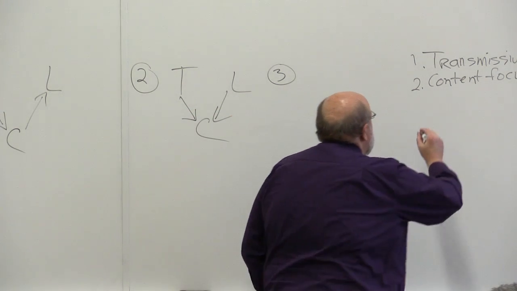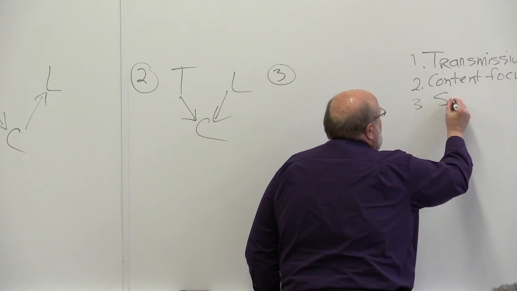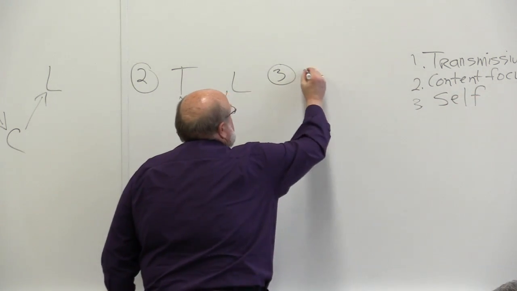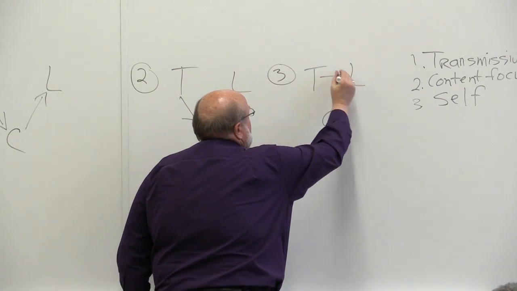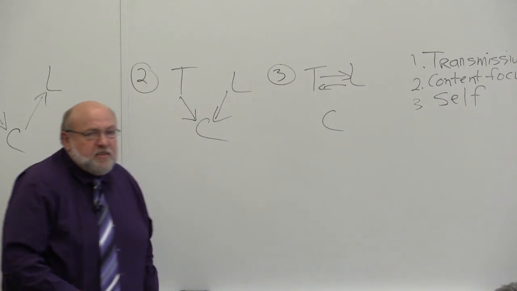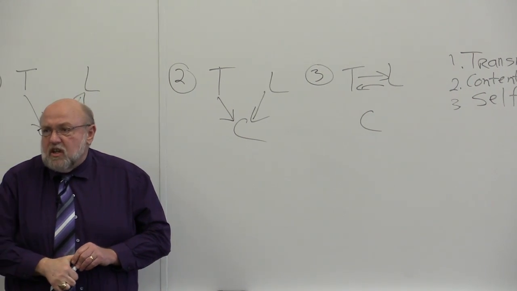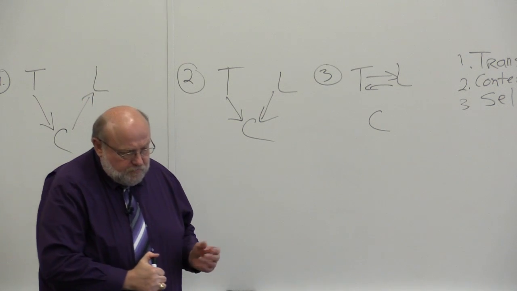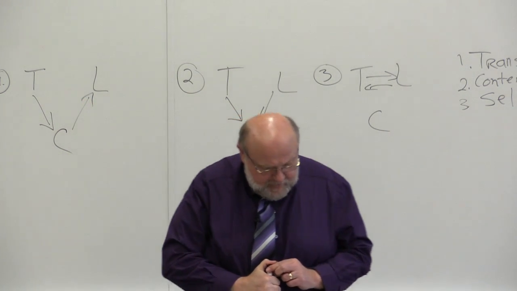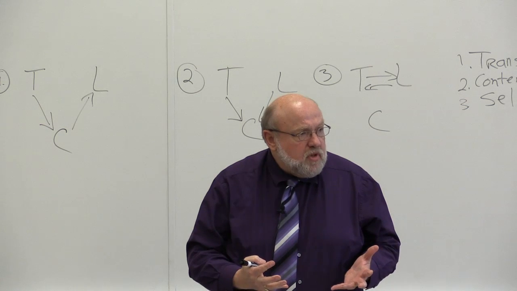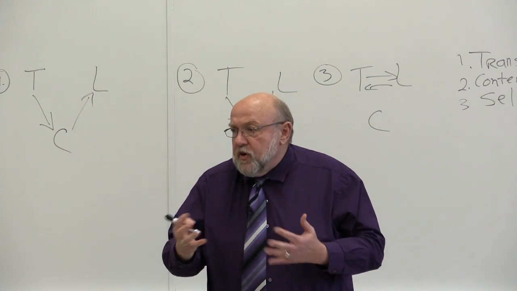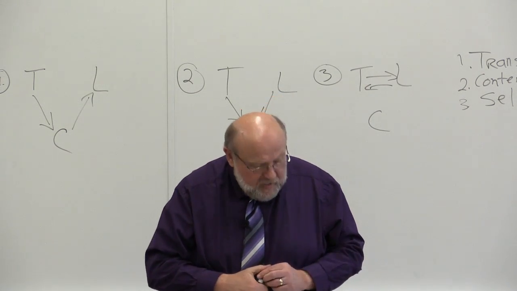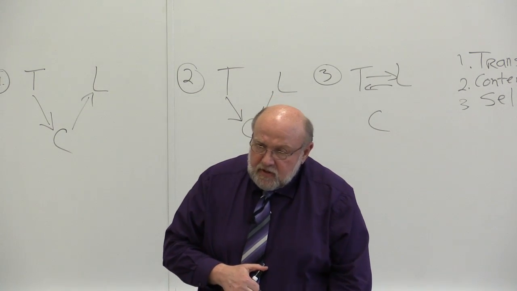Number 3. I call this, I don't know why, just self. And maybe you'll see what I'm talking about here. We have the teacher, the learner, and the content. And the interaction really is between just the teacher and the learner without regard to the content. Now, that can be like an encounter group where people get together to learn about themselves and through their interaction with each other.